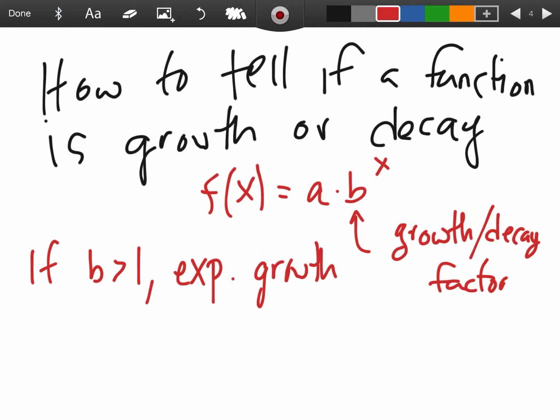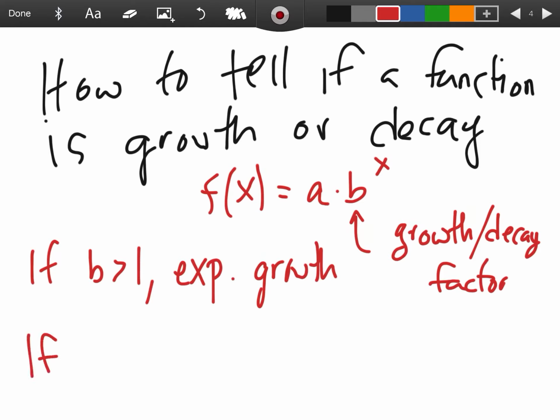Well, what about decay? Let's think about, what if we're multiplying by a fraction like 1/2? If I multiply by 1/2, let's say, for example, I started with an a value of 16. I'd go 16, then 8, then 4, then 2. In that situation, I can clearly see my y values are decreasing as my x values increase.